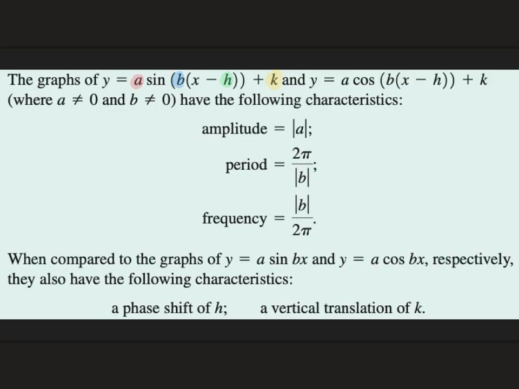So the amplitude is the absolute value of A. That's amplitude is the distance from the midline. It tells you how high you are from the midline on a sine or cosine. The period gives you the amount of waves. And the frequency is how many waves occur per period.